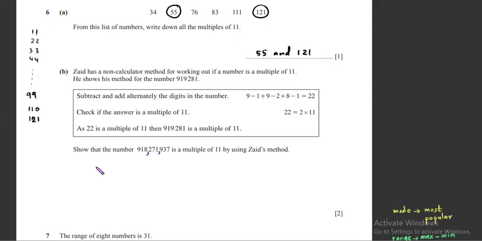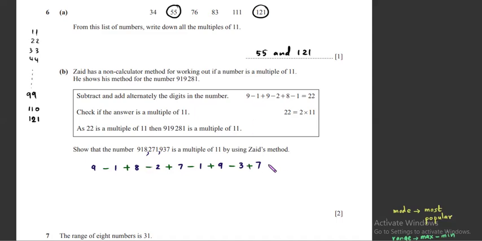So we need to show that this is a multiple of 11 by using Zaid's method. So I'm going to write the digits first. So I'll write it as 9, 1, 8, 2, 7, 1, 9, 3, and 7. I have left some space in between so that I can put the signs, the addition and the subtraction. So minus, plus, subtract, plus, subtract, plus, subtract, plus. This is how it's done.